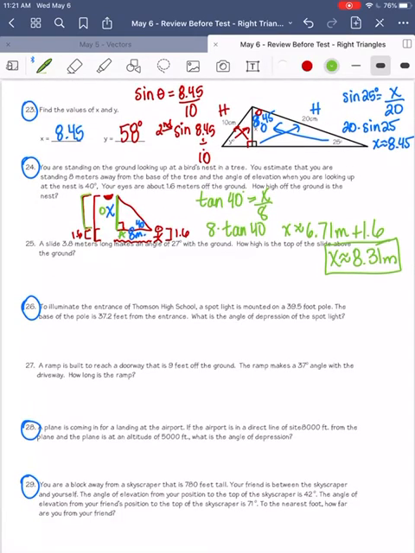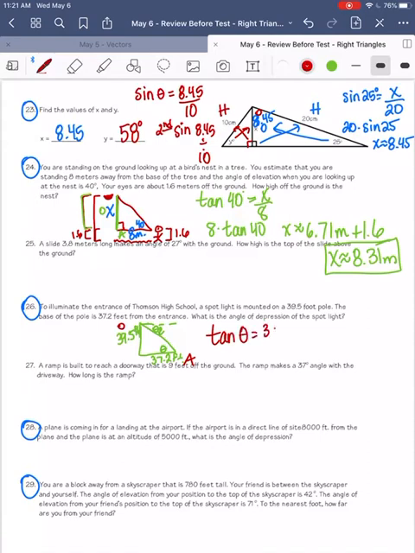To illuminate the entrance of THS, a spotlight is mounted on a 39-foot pole. I'm going to go ahead and draw this. The pole would be here. The base of the pole is here. What is the angle of depression? Now remember, angle of depression is here, but that doesn't do us any good, so angle of depression is going to be there. So now we're going to label it O and A, so that's tangent again.